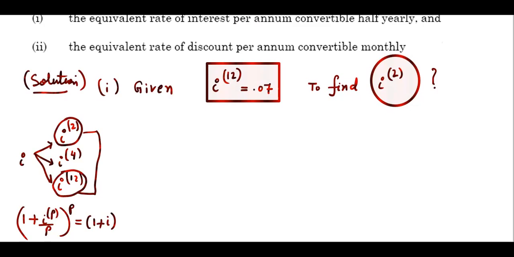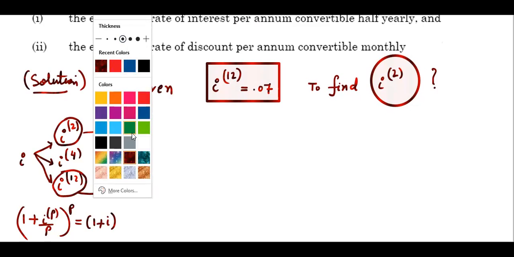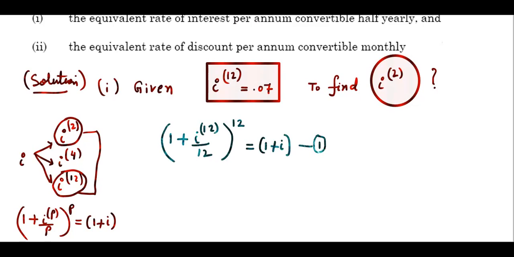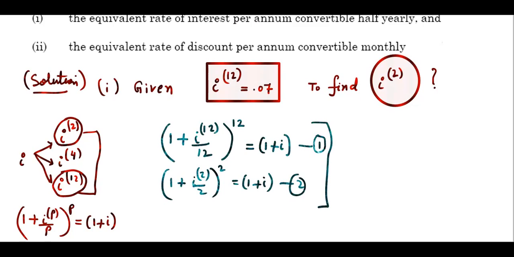Let's write both the formulas, then we'll try to find it. So the first formula is (1 + I12/12)^12 is equal to 1 + I. And the second one is (1 + I2/2)^2 is equal to 1 + I. By virtue of equations 1 and 2, we can directly equate.